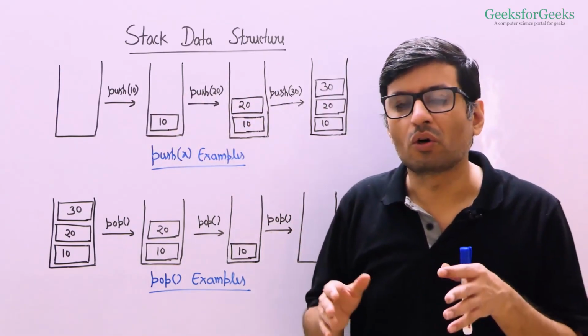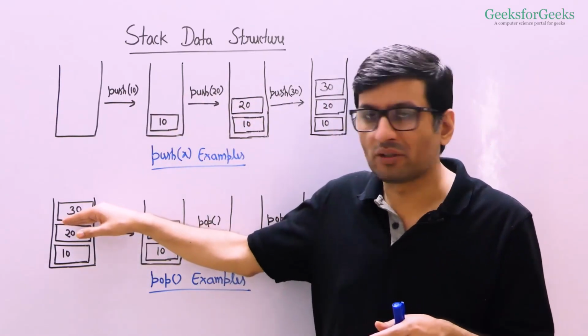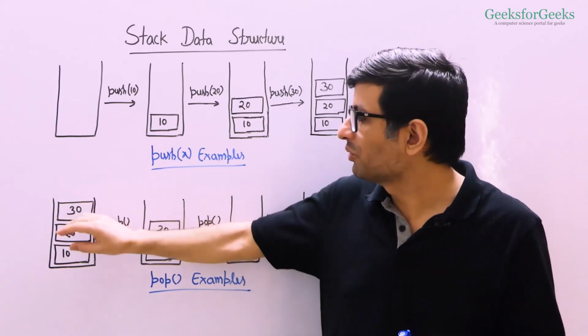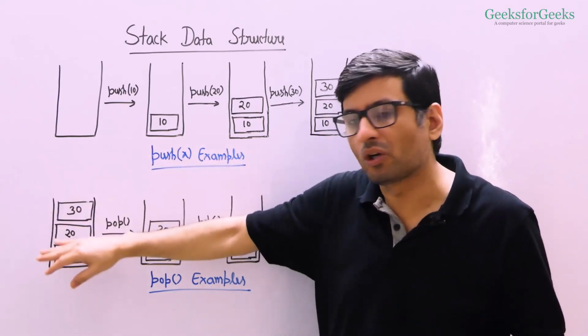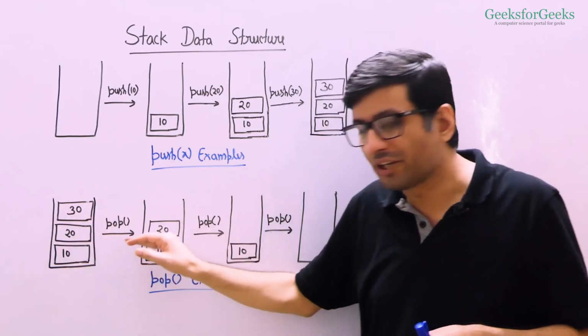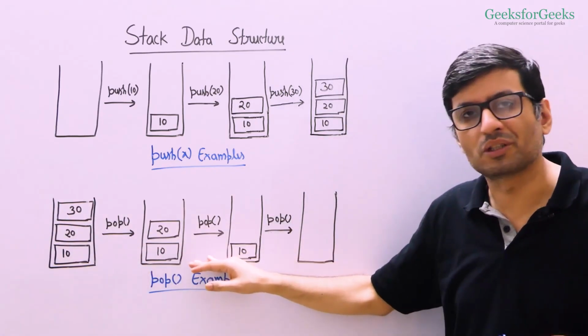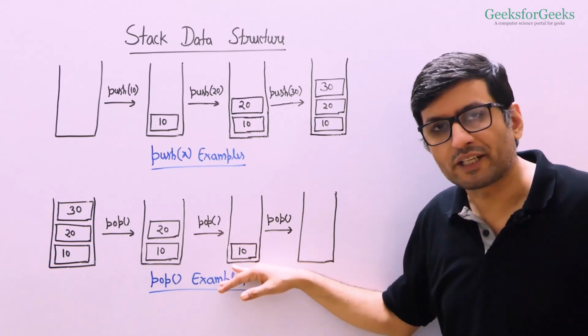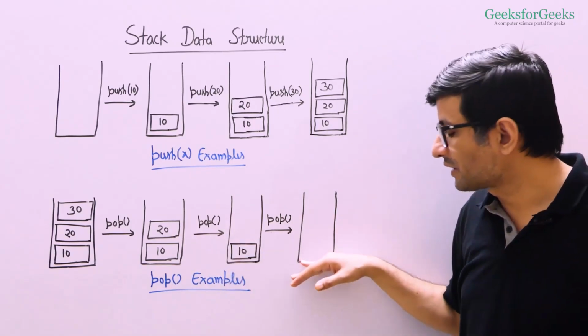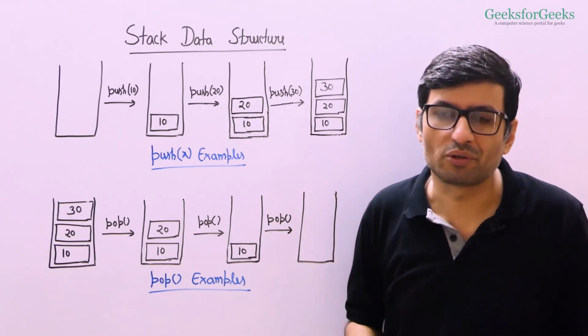Pop operation also removes the items from the same end only. So whatever you are going to remove, it's going to be removed from this end. When you call pop on this stack, 30 is going to be removed. When you call pop on this stack, 20 is going to be removed. When you call pop on this stack, 10 is going to be removed. Now the stack becomes empty, we can't remove any more items from this.